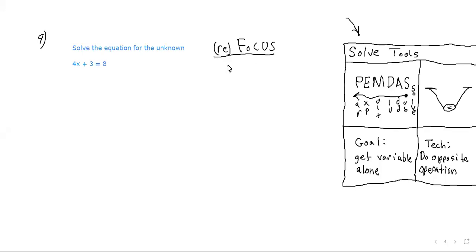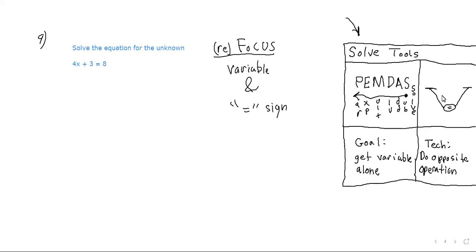We're going to focus on the variable and the equal sign. So we're going to focus and refocus on that. All right, so let's quickly go over the solve tool. So we have PEMDAS, right? When we're solving, we're going to be going from left to right.